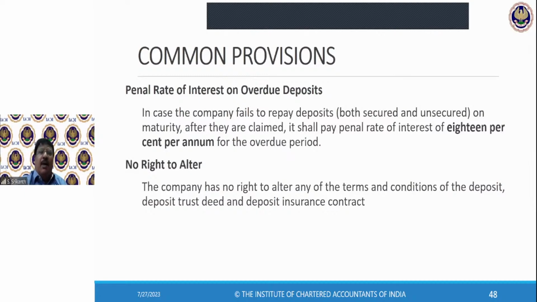In case the deposit company fails to repay deposits, both secured and unsecured, on maturity or after they are claimed, it shall pay a penal rate of interest of 18% per annum. When we come to declaration of dividend, I will tell you that where deposits or interest on deposits are not claimed, then after 7 years, it has to be deposited in the Investor Education and Protection Fund. It has to be transferred to the IEPF. When we talk about dividend, we'll talk about this also.